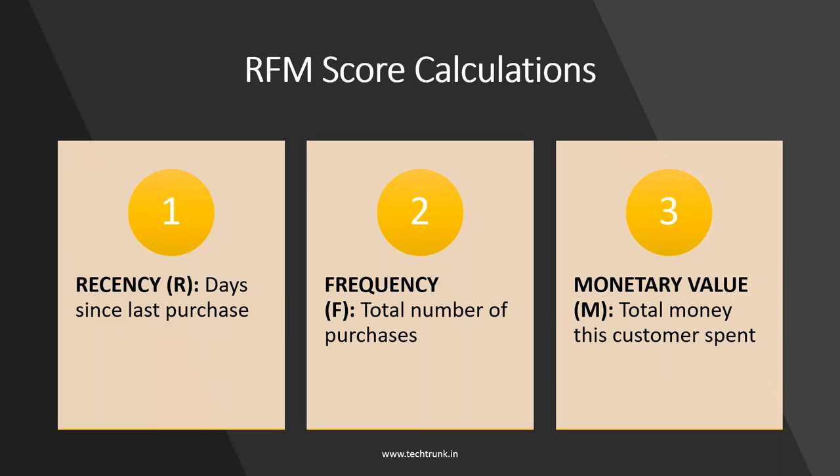In RFM analysis, R stands for recency and F stands for frequency. Recency is how many days it has been since the customer did the last purchase. Frequency is the total number of purchases the customer has done on a particular website. And monetary is the total revenue, or total money, the customer has spent on a particular website or portal.